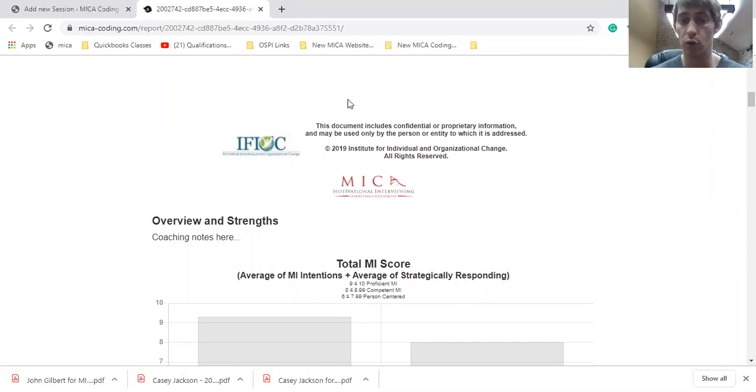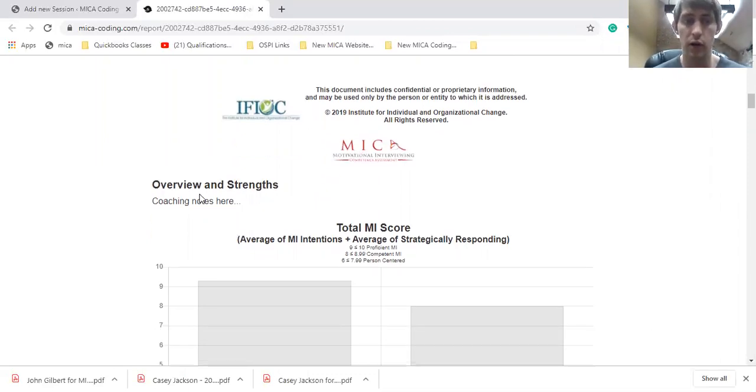What you'll see as you scroll down to the next page is there's an overview and strengths section where coaching notes can be put in there. And sometimes people gloss over that, but that's a really critical paragraph or so, sometimes, if that's done, to look at. It's not always going to be there, but some of the time it will be. That really adds some extra qualitative feedback that's beyond just what you're going to get in the report.